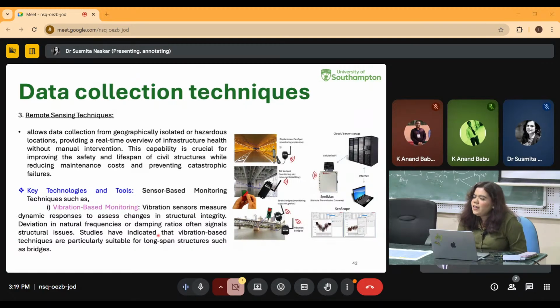And there are several key technologies which we generally use. The main and important one is sensor-based monitoring, which we use quite a lot when we talk about remote sensing techniques. For example, you can think about vibration-based techniques. Vibration sensors help us understand how our structure dynamically responds to certain kinds of loads. They also help us understand environmental factors. By observing the deviation in natural frequency, those are the main factors we look into when we talk about the vibration sensor.